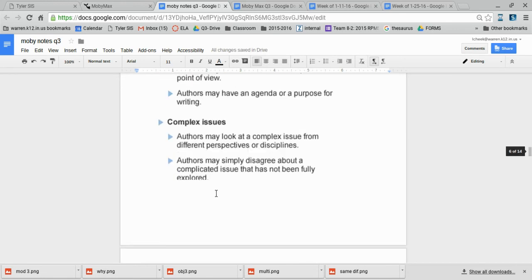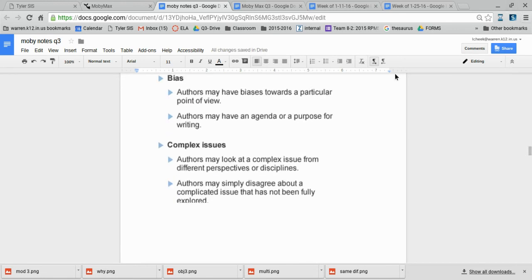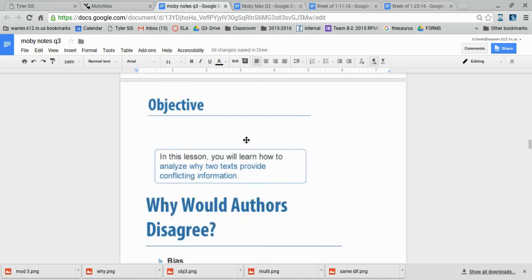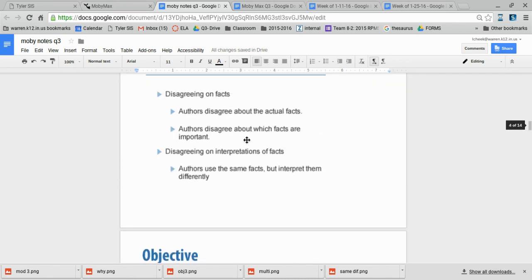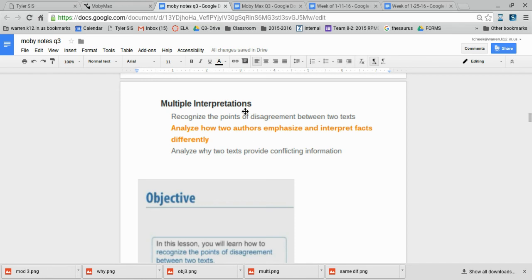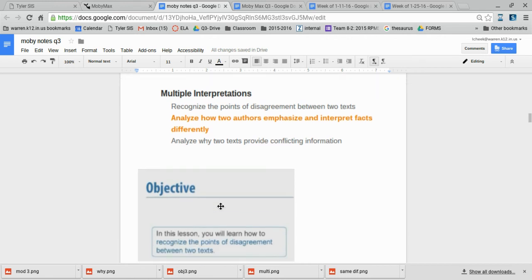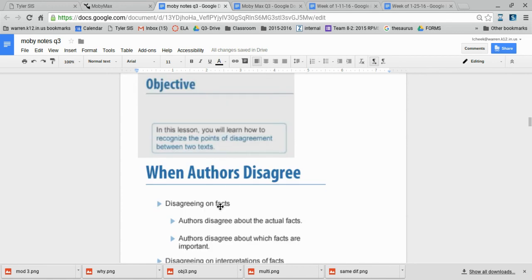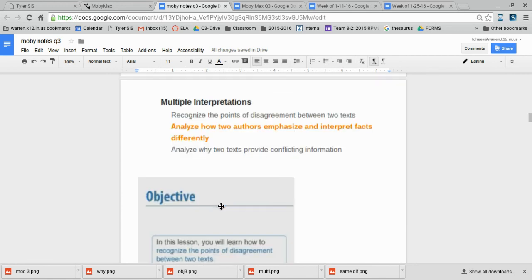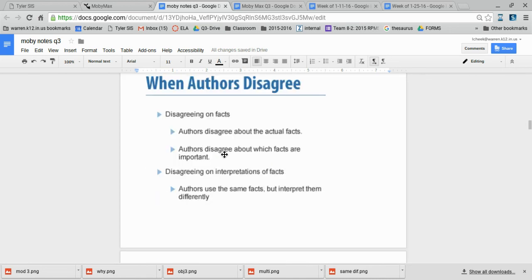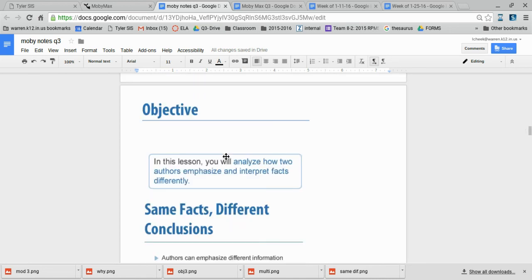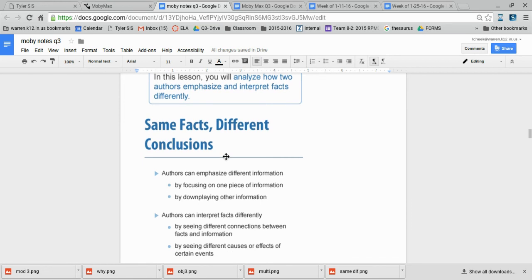As you can see, I can't, like I said, do that while I'm recording this, but that's what I have done for each of these. So in my last module, I did multiple interpretations. Recognize the point of disagreement between two texts was the first one. And so I had the objective and the notes. Then analyze how two authors emphasize and interpret facts differently. The objective of the lesson and the notes.